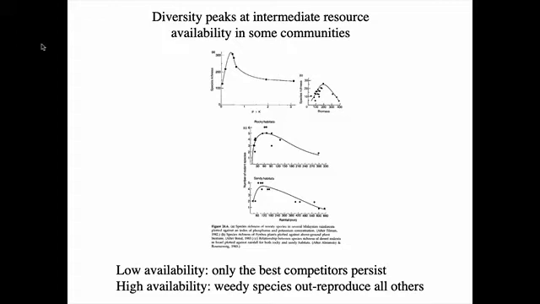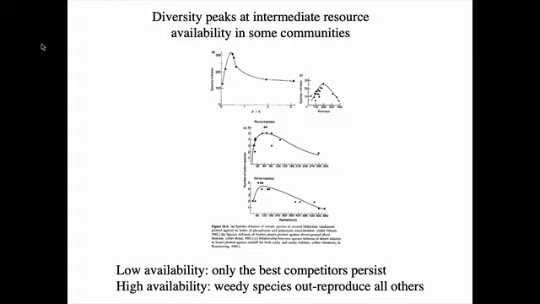So, this humped relationship, though, tells us that at low resource availability, we're favoring only the best competitors because we have a limiting resource. So whoever's good at competing for that resource persists in the community. The weeds need lots and lots of that resource. So there are no weeds here. There are only good competitors.